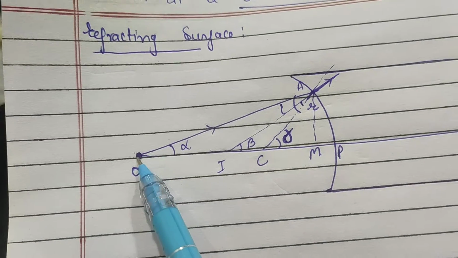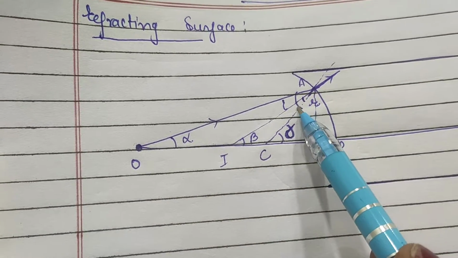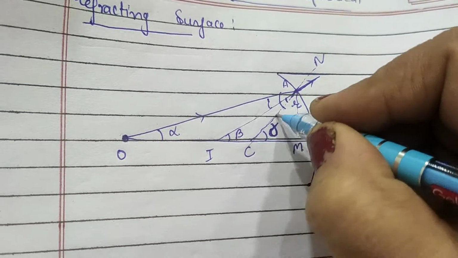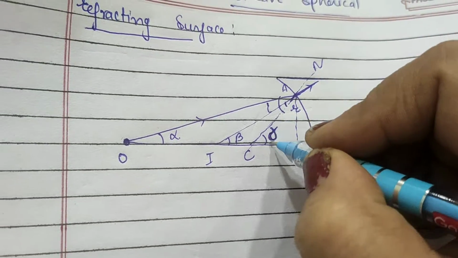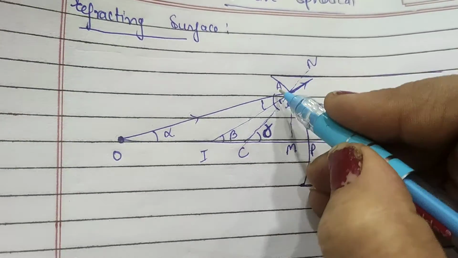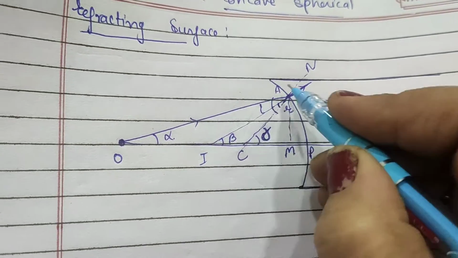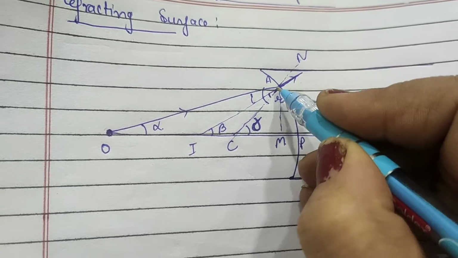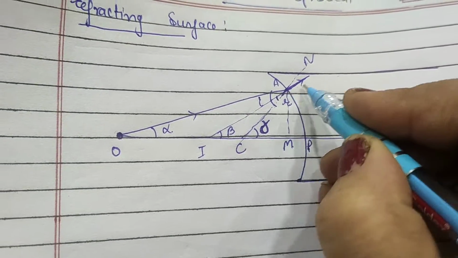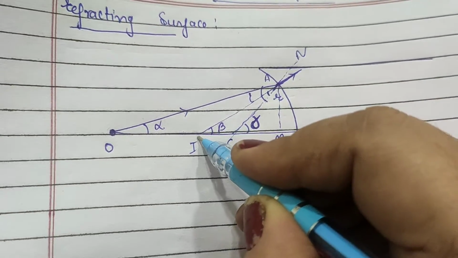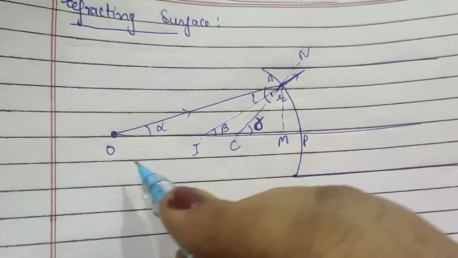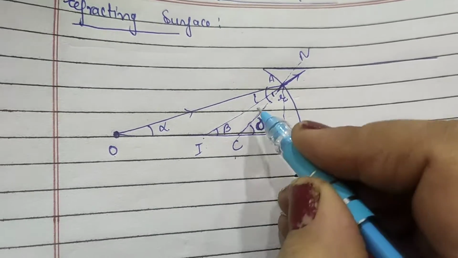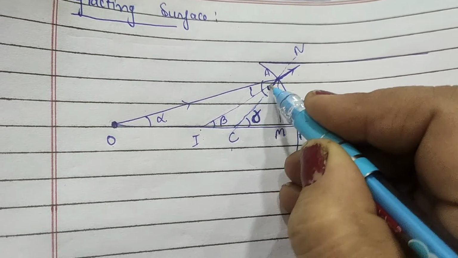So here you can see that O is the object and angle i is the angle made by the normal CN, which is passing through the center of curvature, making an angle gamma with the principal axis. Now, since it is going from rarer to denser medium, it will bend toward the normal. You can see that it is bending toward the normal, and actually it will not meet, so it will appear to come from the point I, which is considered as the virtual image of object O, making an angle beta with the principal axis. Now you can see that here is the angle r, which this refracted ray is making with the normal.